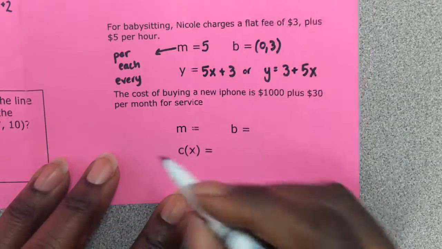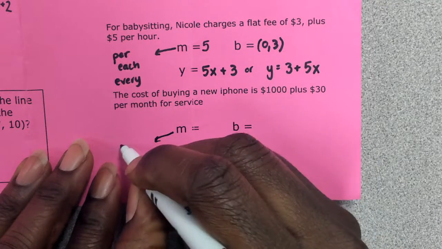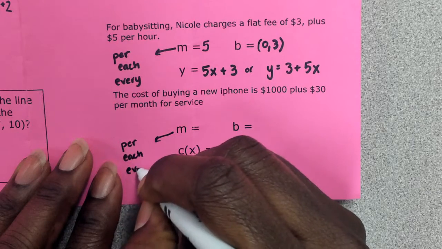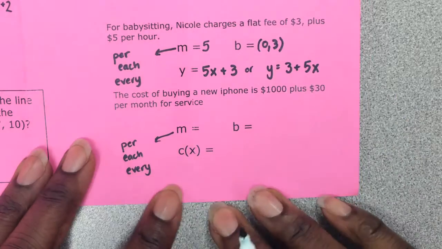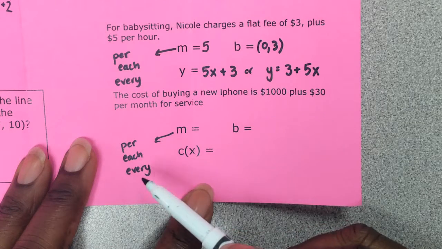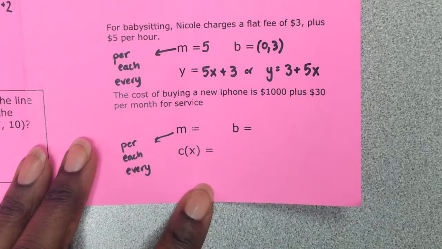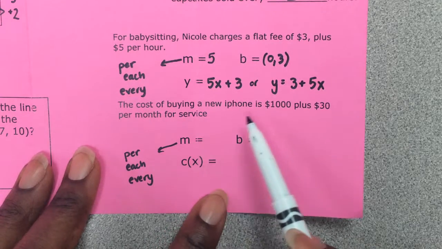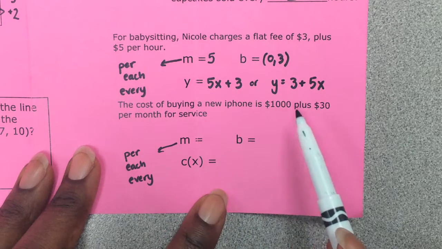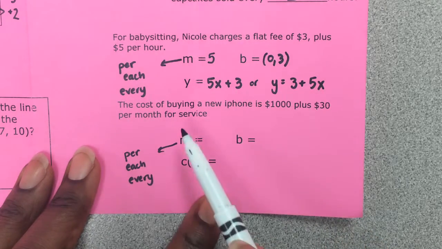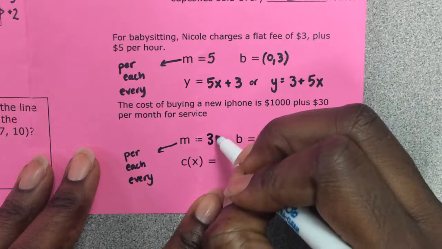The next one here, once again for the m, we are looking for keywords like per, each, every. What happens each time? What happens every time? What happens per time? It says the cost of buying a new iPhone is $1,000 plus $30 per month. What happened each month? You have to pay $30 per month.